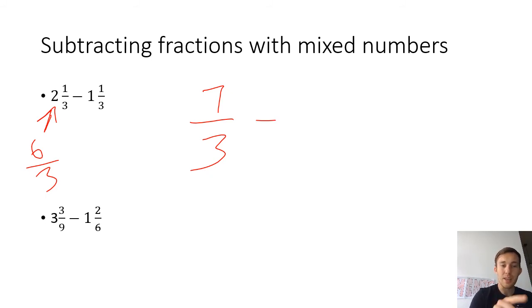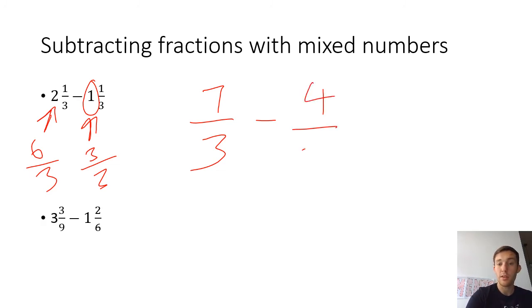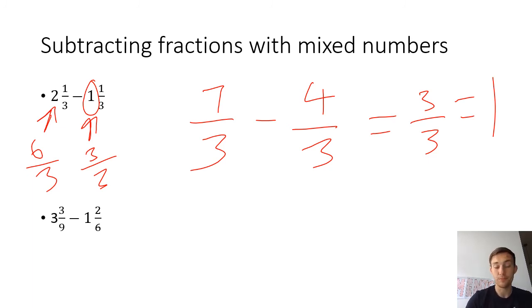Okay, then my second one here, my 1 whole, that's going to be the same as 3/3, plus my 1/3 is going to be 4/3. So I'm ending up with 7/3, subtract 4/3, which is going to be 3/3. Oh, that's cool. So that's the same as 1 whole. So 2 and 1/3, subtract 1 and 1/3 is the same as 1 whole.